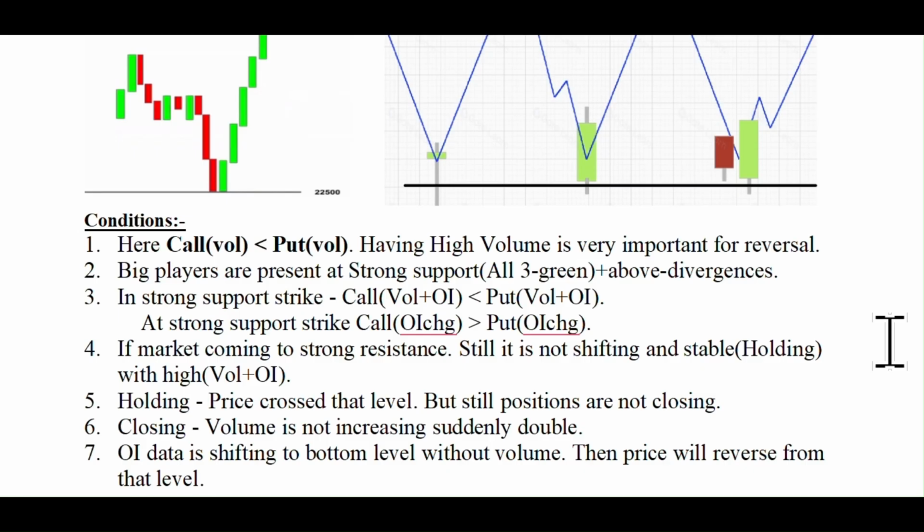Next, observe the trading volume carefully. The volume should not suddenly double or increase sharply, because such a move may indicate position unwinding rather than fresh position building. Finally, watch how open interest shifts. If open interest moves to a lower strike price without a corresponding increase in volume, the market is likely to reverse from that level. On the other hand, high open interest supported by high volume indicates fresh position building, which is generally a stronger and more reliable signal.